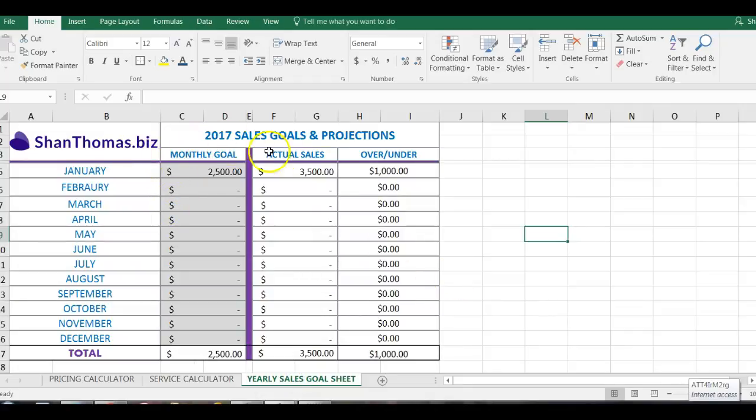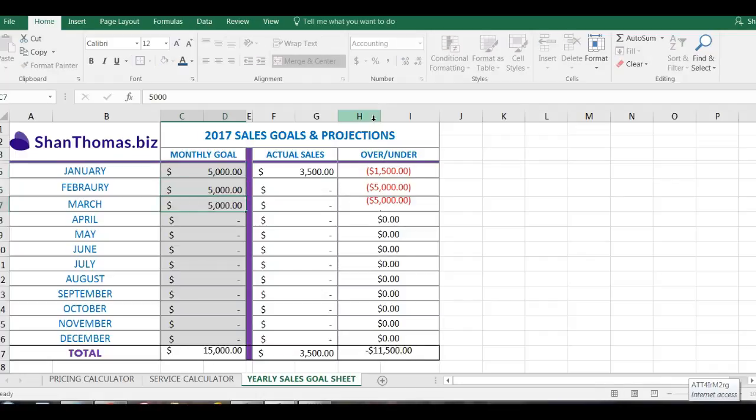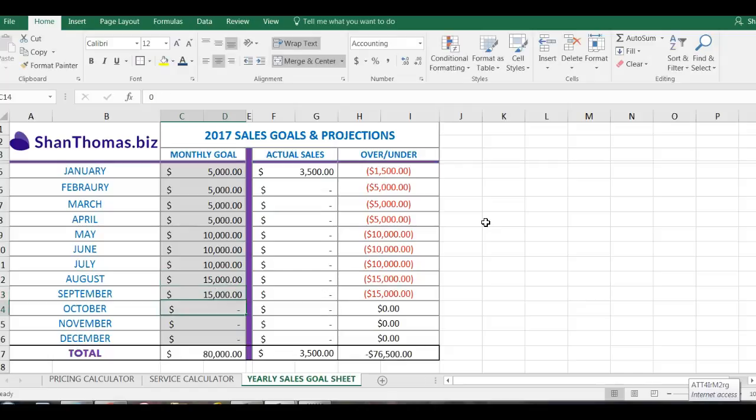Now here is your sales goals and your projections. So let's say that the goal every month is $5,000. And these are projections. So let's say by May, my goal really should be 10,000. Right? And by here, I should be at 15. Right? So at the end of the year, that's my number. Y'all, that's my real number. That replaces my corporate income.